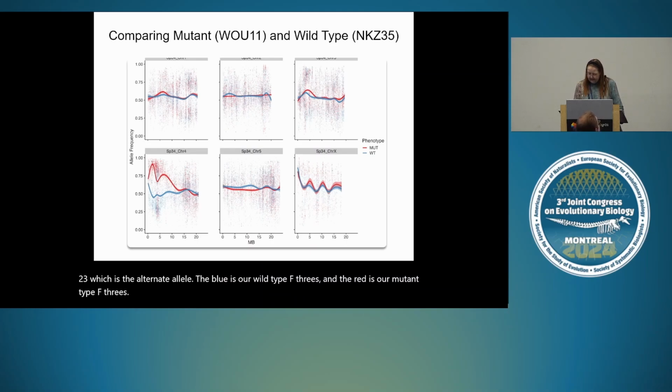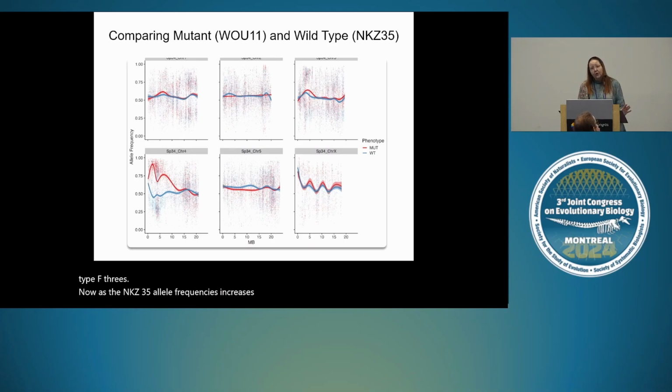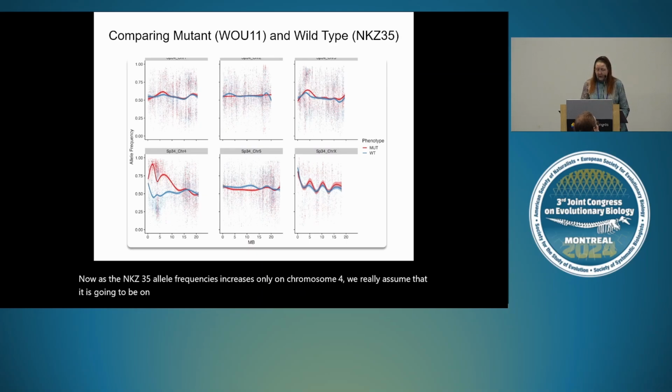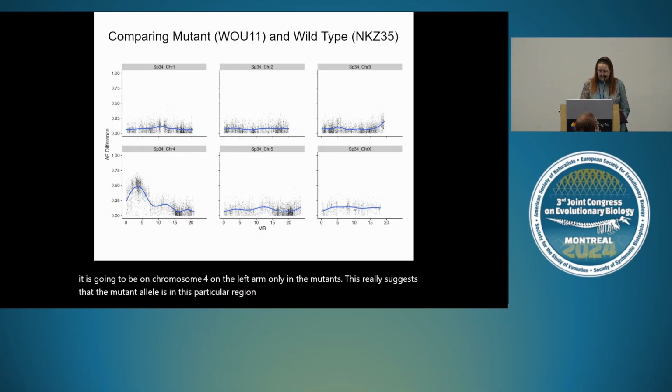Now, as the NKZ35 allele frequency increases only on chromosome 4, we really assume that it is going to be on chromosome 4 on the left arm. Only in the mutants, this really suggests that the mutant allele is in this particular region. So, I'm sorry, that was the allele frequency. This is the allele frequency difference. So, we're pretty sure it's going to be there, we hope.